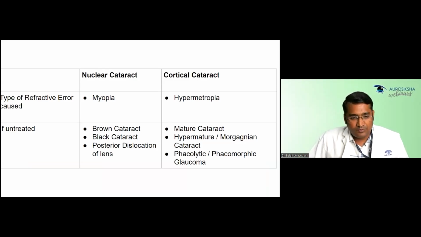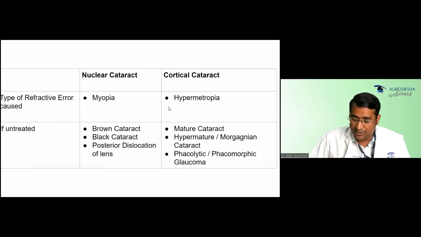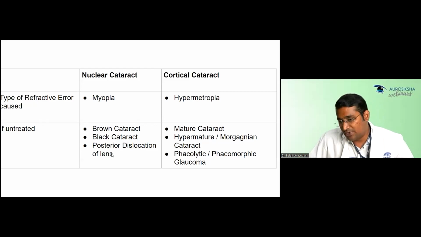So to summarize everything, nuclear cataract can cause a myopic shift. A cortical cataract can cause a hypermetropic shift in the patient's refractive error. If untreated, a nuclear cataract progresses into a brown cataract. If brown cataract is not treated, it progresses into a black cataract. Even at this stage, if the patient doesn't undergo surgery, it can progress into a posterior dislocation of lens. The lens can spontaneously get dislocated into the vitreous.